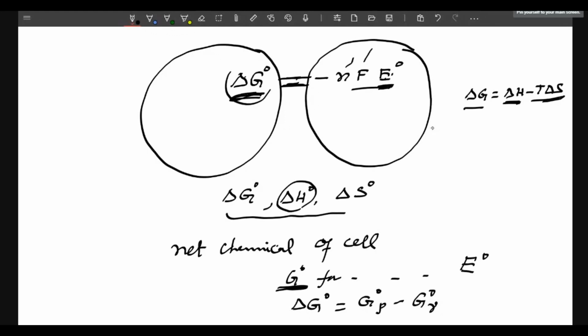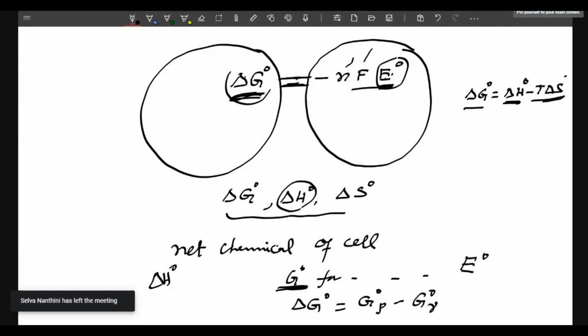Or if E naught is given, what would be the delta H naught involved in the process? What is the heat change in the process? Once again, you should go through this. First, find delta G naught, which is given. Delta G naught, delta H naught, and delta S naught, the entropy change. If the entropy change is given, and the temperature is given, you can calculate delta H0. Therefore, many thermodynamic properties can be calculated using these.